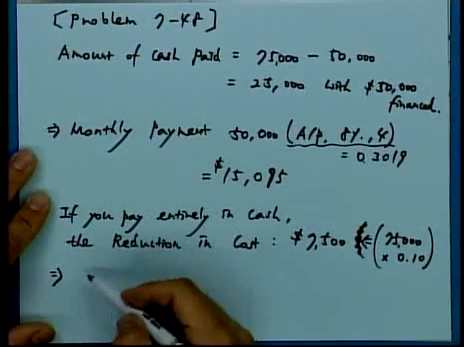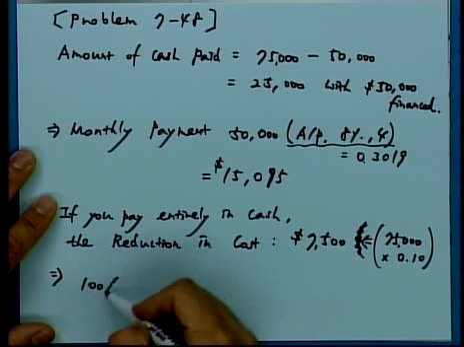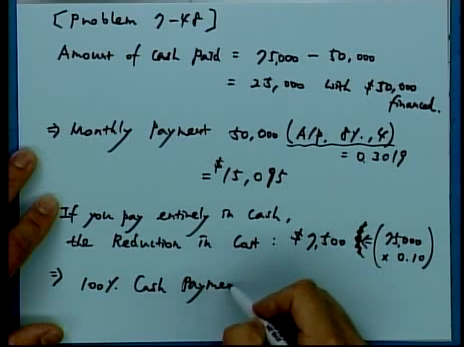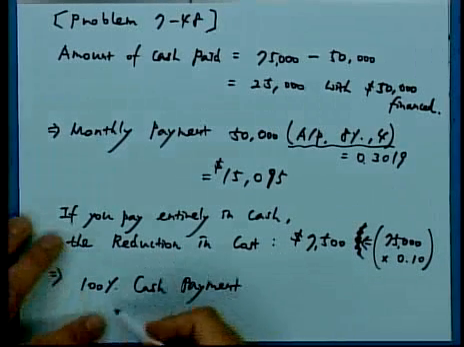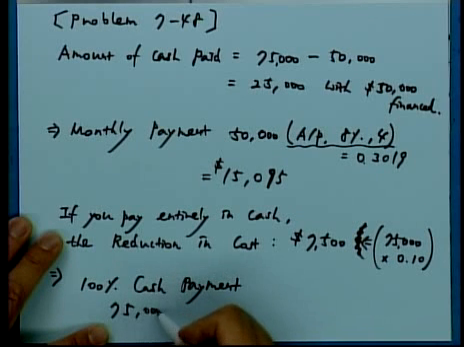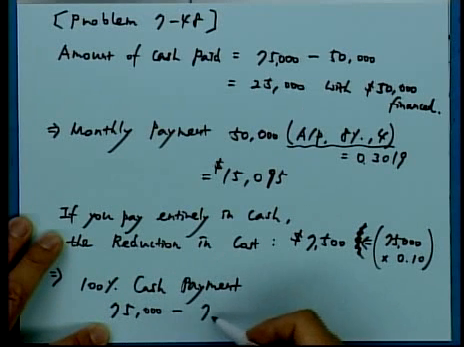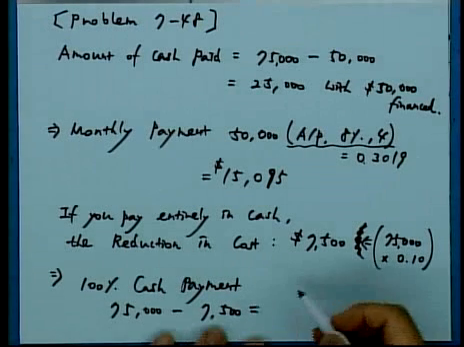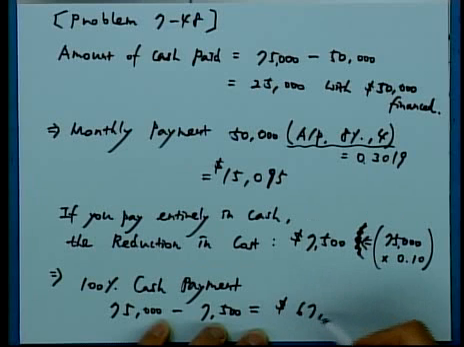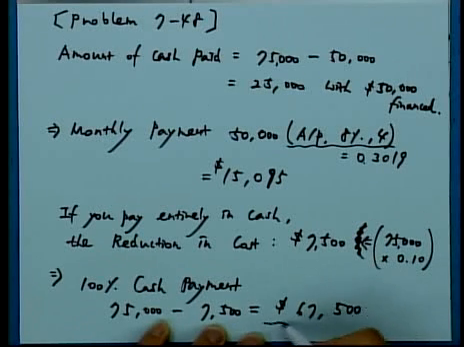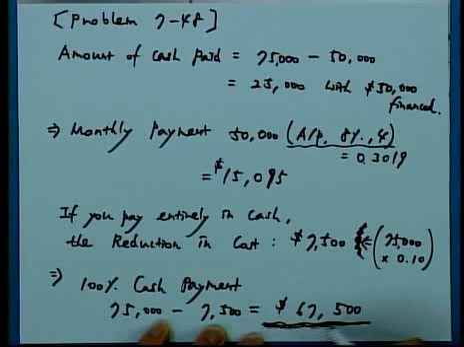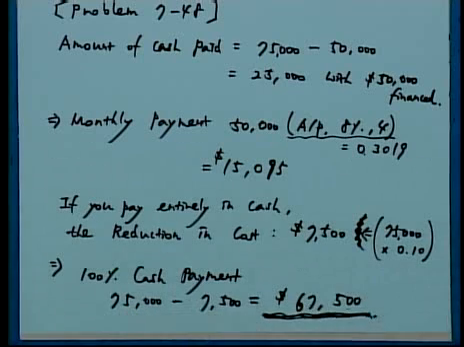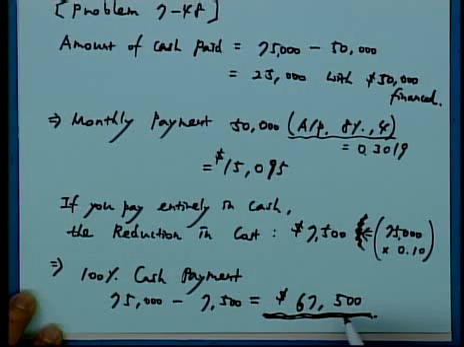So the 100% cash payment would be 75,000 minus $7,500. How much is this? It's going to be $67,500. So this is the true value of the equipment. Is that correct? $67,500 is the true value of the equipment.